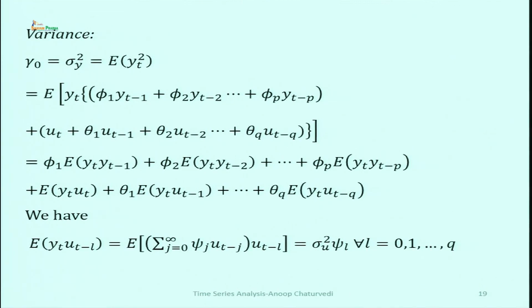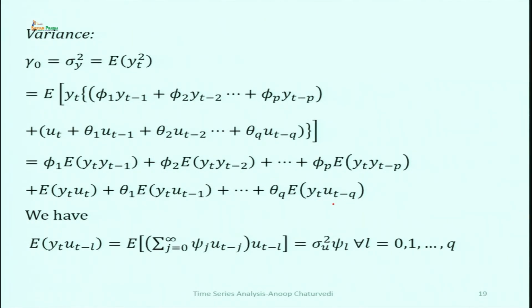So, here you obtain these terms involving products of y t minus 1, y t minus 2, and so on, y t minus p. So, actually here you will get gamma 1, gamma 2, and so on, gamma p. Then you also have terms involving expectation of y t u t, expectation of y t u t minus 1, and so on, expectation of y t u t minus q.